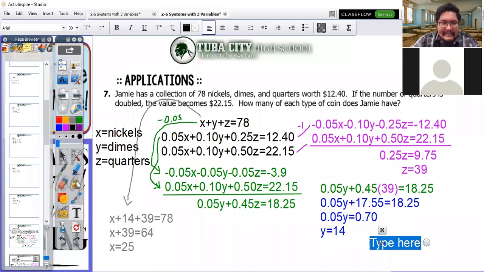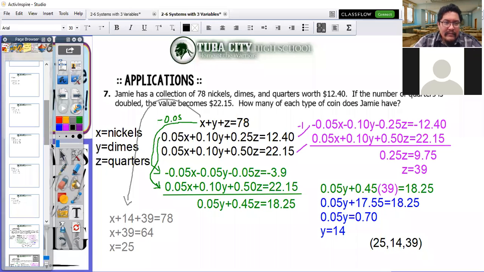And typing it's a lot easier to see, and there's less chance that a 5 is going to be mistaken for an S or something, or a Z is going to be mistaken for a 2. So typing is usually just a better way of showing the answer. Last thing, let's go ahead and put our answer into an ordered triple. So start with X, Y, and Z. X in this case is 25. Y is 14, so that's our second number. And Z is 39, so that's the last number there.